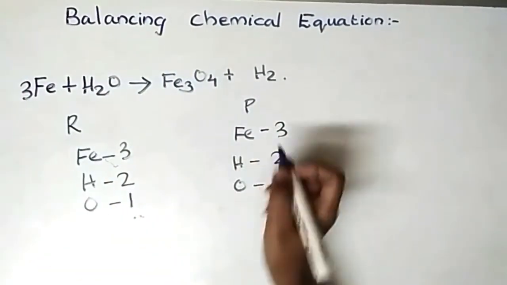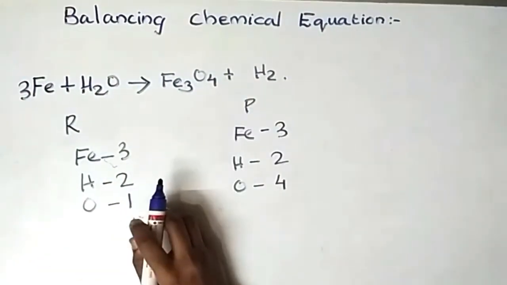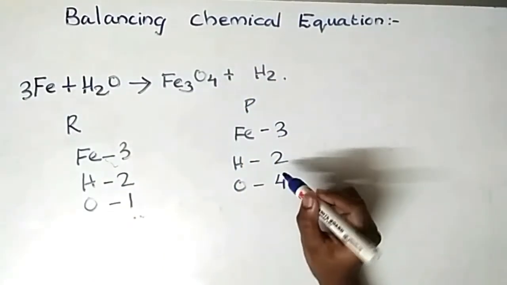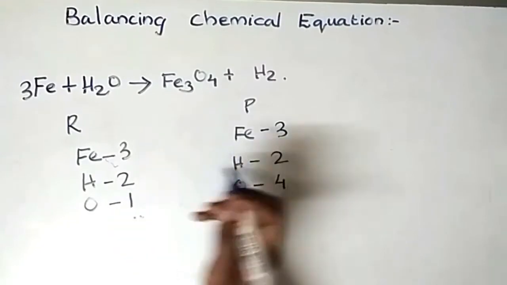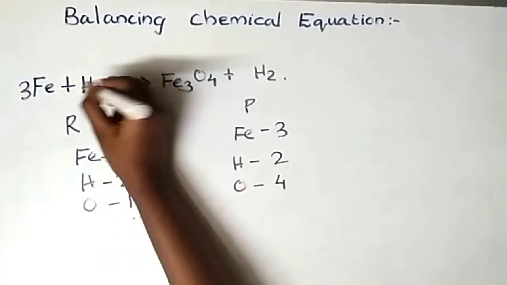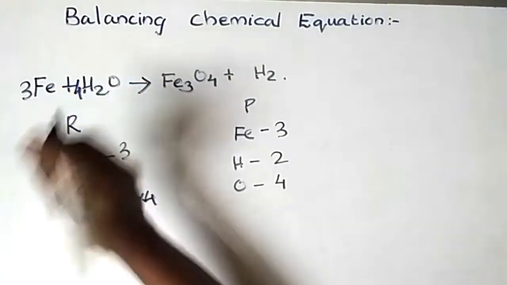Now, we will balance the oxygen atoms. On the product side, we can see that we have 4 oxygen atoms, whereas on the reactant side, we have 1. So, in order to balance it, we need 4 oxygen atoms here also. So, we will put 4 here.